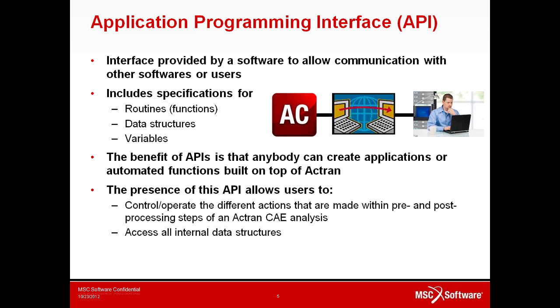In practice, for Actran users, the usage of an API could allow them to control and operate the different actions they can perform manually within the graphical user interface. It could also allow them to access internal data structures easily, mainly for post-processing steps.